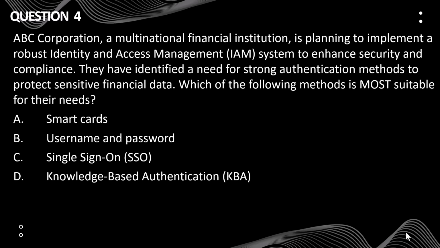Question 4. ABC Corporation, a multinational financial institution, is planning to implement a robust identity and access management system to enhance security and compliance. They have identified a need for strong authentication methods to protect sensitive financial data. Which of the following methods is most suitable for their needs? A. Smart cards. B. Username and password. C. Single sign-on. D. Knowledge-based authentication, or KBA.